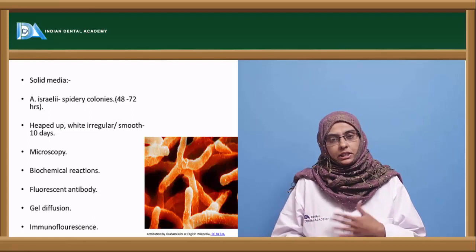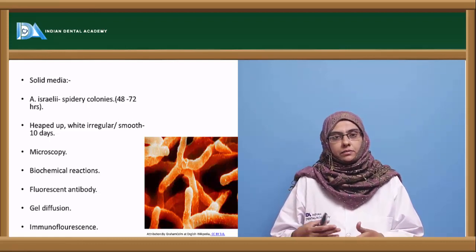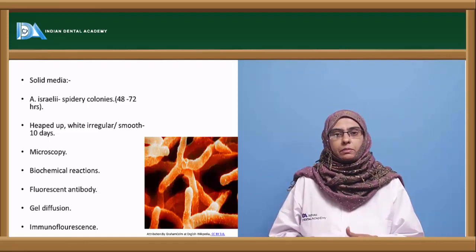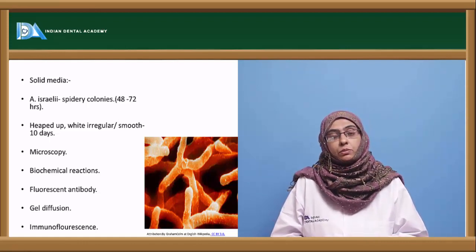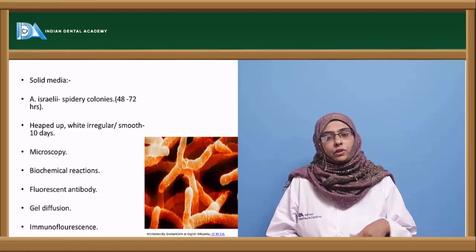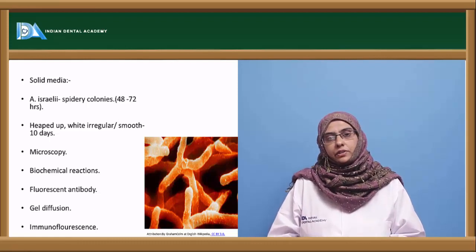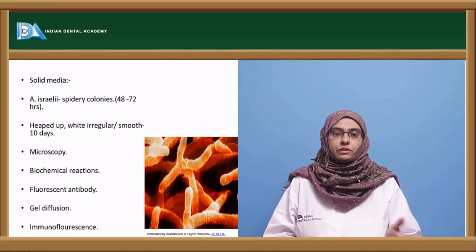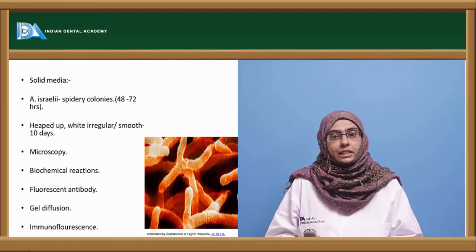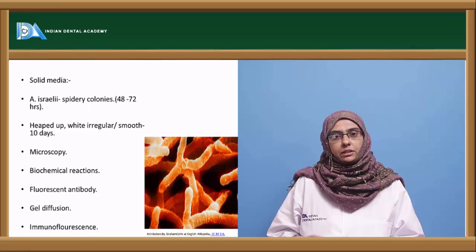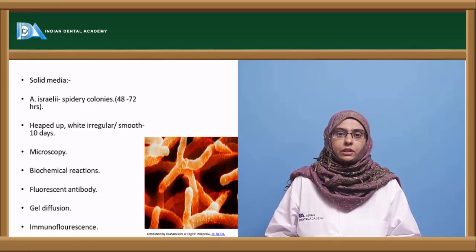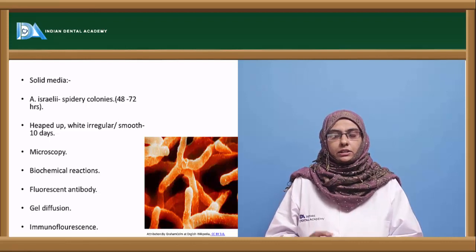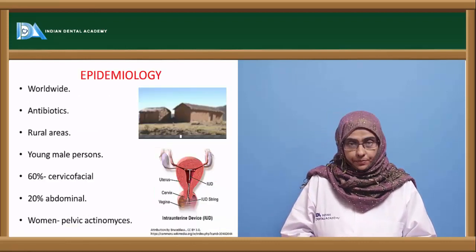These colonies are further confirmed with the help of microscopy and biochemical reactions. Apart from that, we can use more sophisticated techniques such as fluorescent antibody techniques, gel diffusion and immunofluorescence. These are mostly used to distinguish Actinomyces israelii from other filamentous organisms that produce similar granules in their disease.